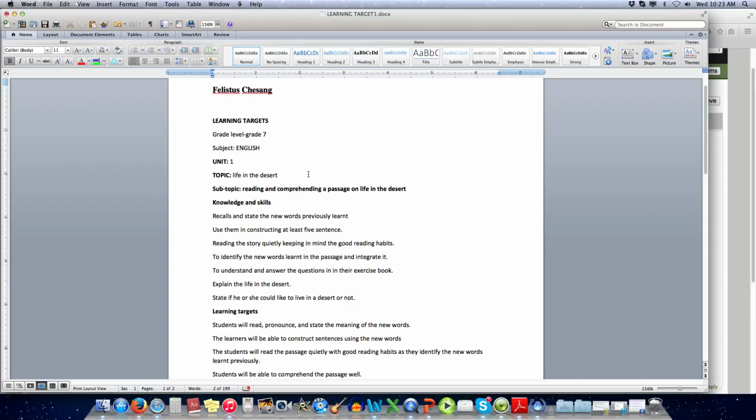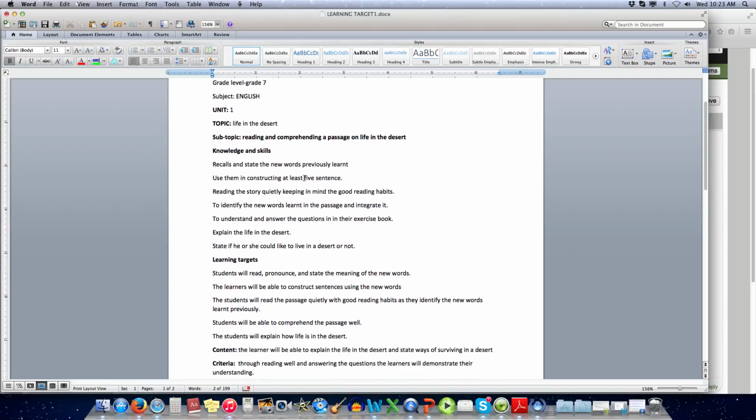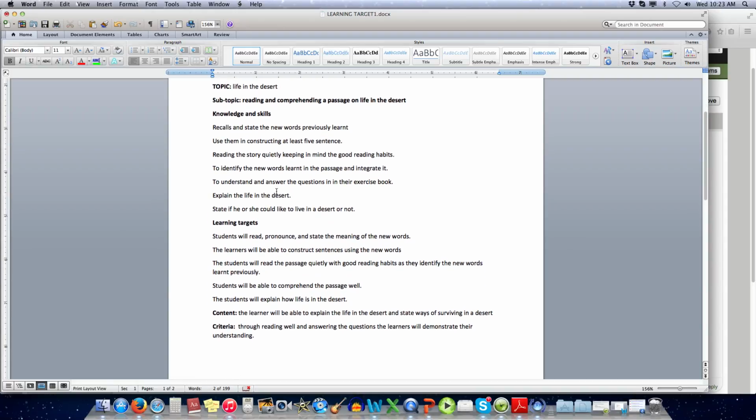I see a really good connection between what you have for knowledge and skills and what you came up with for your learning targets. I know for the forum you only had to post 5 learning targets, but just remember that for this assignment you'll need at least 8, between 8 and 12. So let's take a look here. I'm just going to move right down to the learning targets.